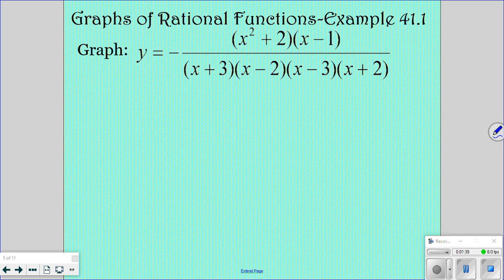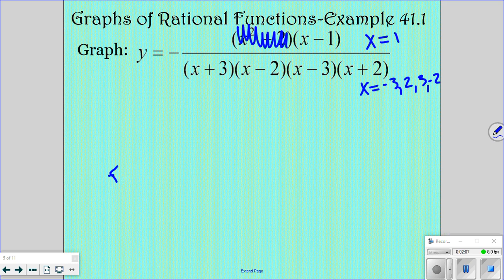So we want to graph this one. So do you see any irreducible factors that we would want to mark out? Hopefully you see this one, x squared plus 2. So we ignore it. We don't use it. And then we're going to look for where our x factors are going to equal 0. So that would be at x equals 1. For the denominator, it would be -3, 2, 3, and -2.